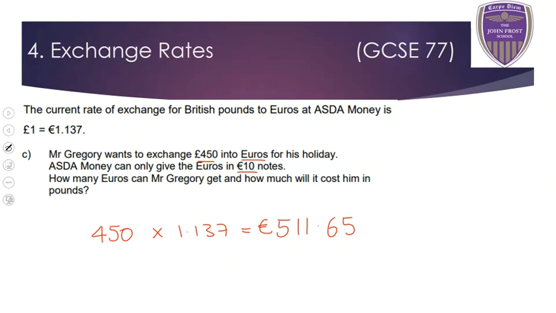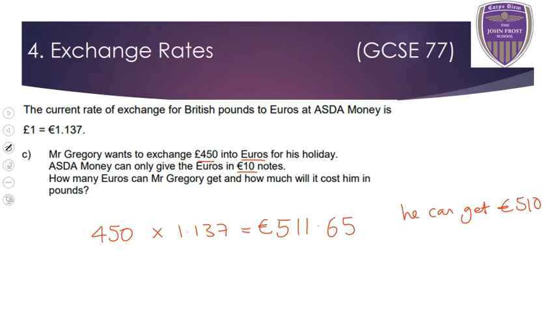But they've only got €10 notes. So we're going to keep doing that. They've only got €10 notes, so we can't actually get the exact amount of 511.65. Okay, the closest he would be able to get would be 510, wouldn't it? Okay, so he can't get that extra 1.65. So he can only get 510 euros.